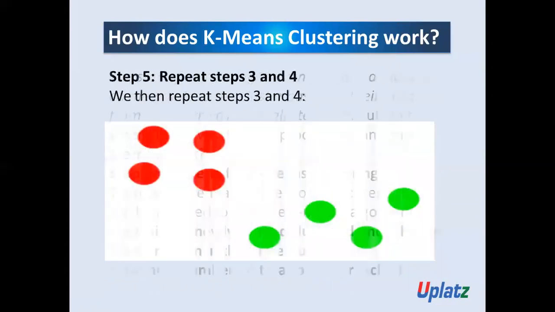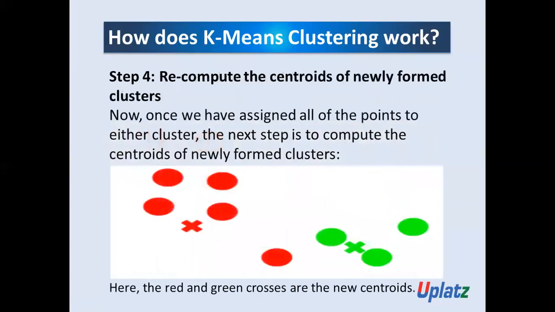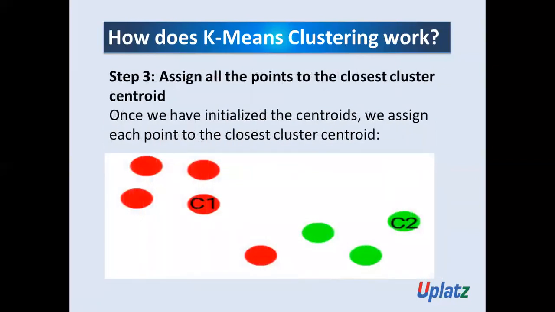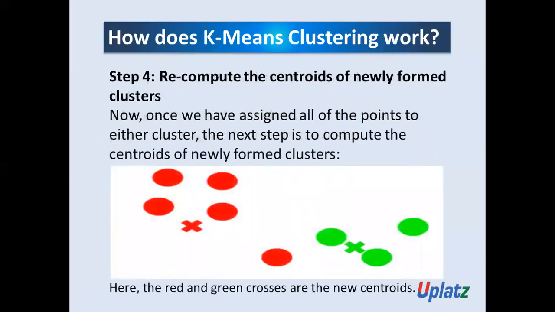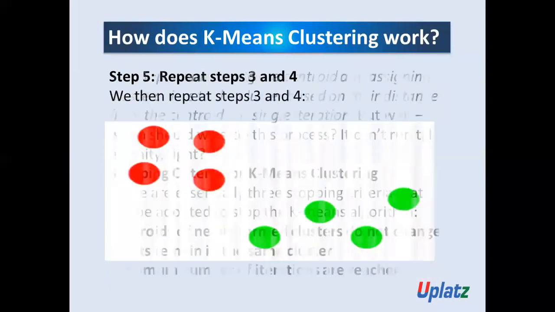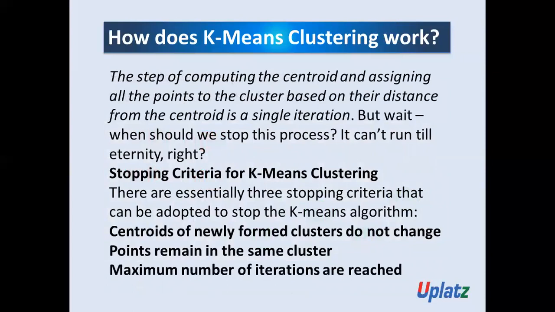As per the steps, step 5 says repeat steps 3 and 4. Step 3 says assign all the points to the closest cluster centroid, whereas step 4 says to recompute the centroid of a newly formed cluster. Here we can see that the red and green crosses are the new centroids. Once we have this, we again perform the third and fourth steps. So when do we need to stop? It can't run till eternity, right?